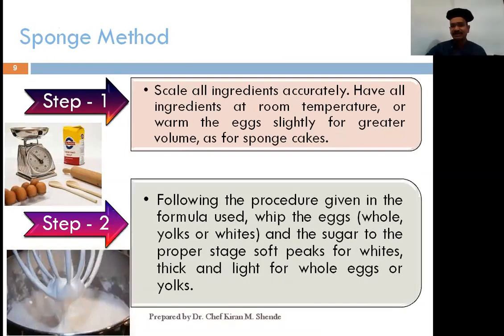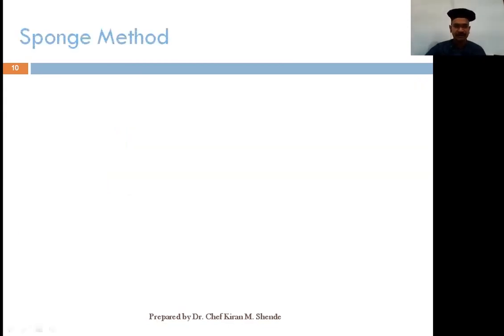Follow the procedure given in the formula, so it depends upon the cookie which you're making. Whip the eggs, maybe whole or maybe egg whites, to soft peaks, as you can see in the picture. Thick and light for whole eggs or yolk. Again, it depends upon what cookie you're making, so the stiffness and consistency of the beaten egg differs as per the cookie.